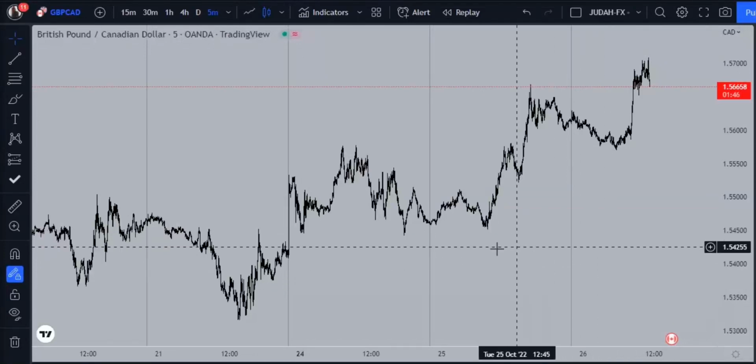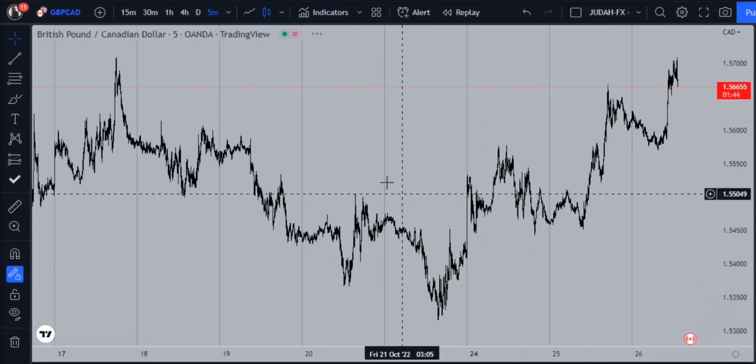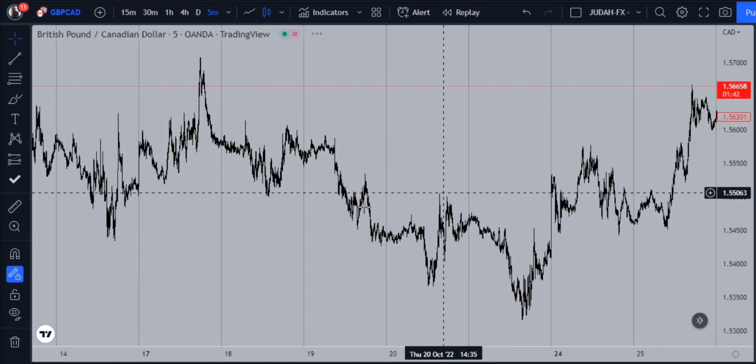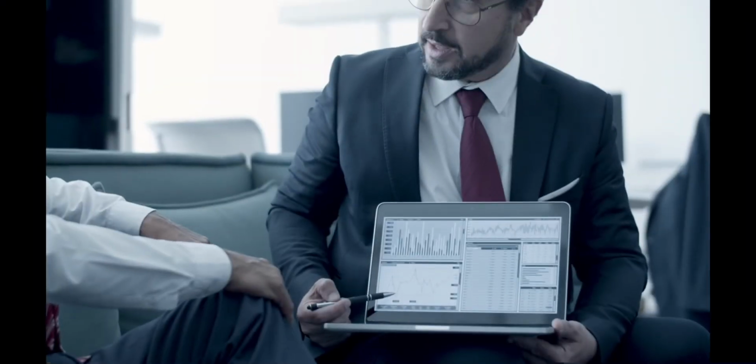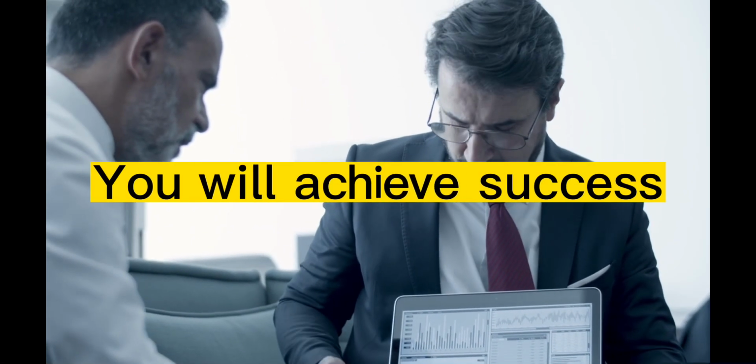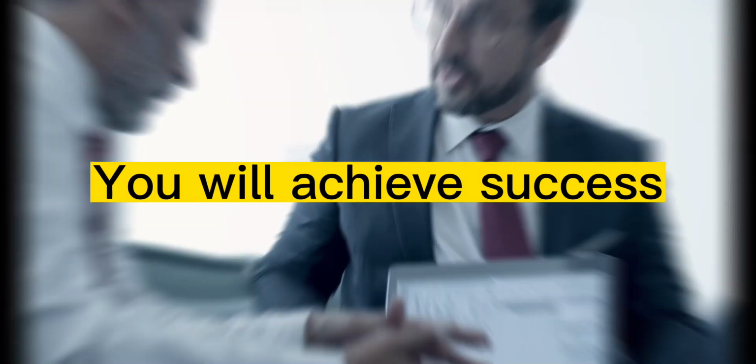Have you been looking for scalping strategies for your trading? Well, you're in luck. In this video, I'm going to show you a very easy to use Tradingview scalping strategy. If you implement exactly what I'm going to show you in this video, I guarantee you'll achieve success in your trading with just this strategy.